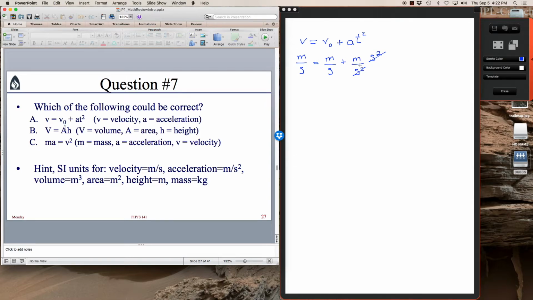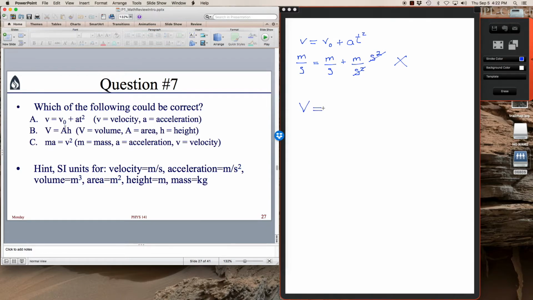These units don't match. You need not only the same unit on both sides of the equation, but if you're adding multiple things together, each thing needs to have the same units. So this one, that's not going to work. That can't be correct. What about B, which insists that we have a volume here.